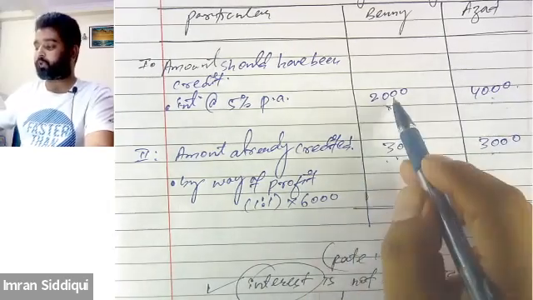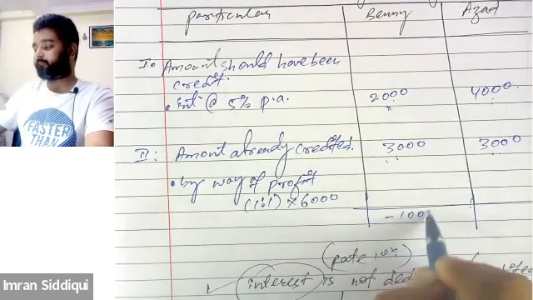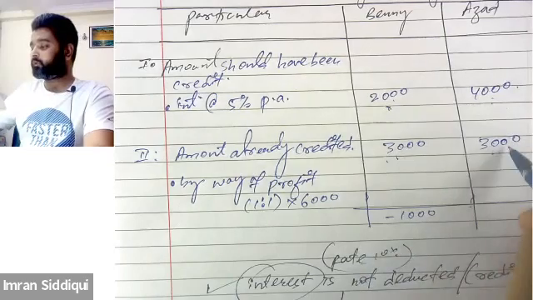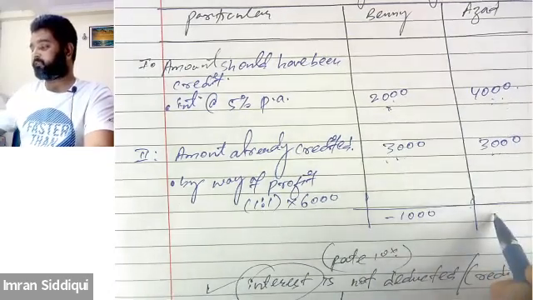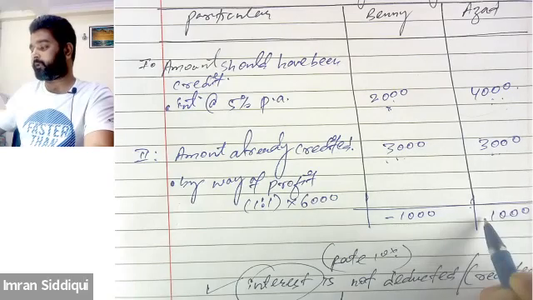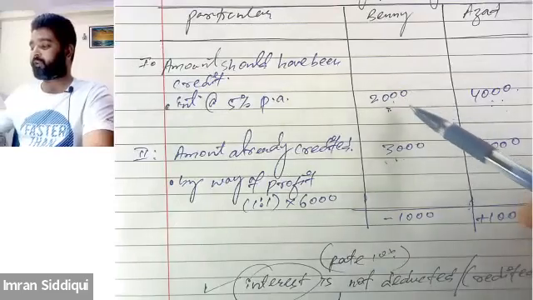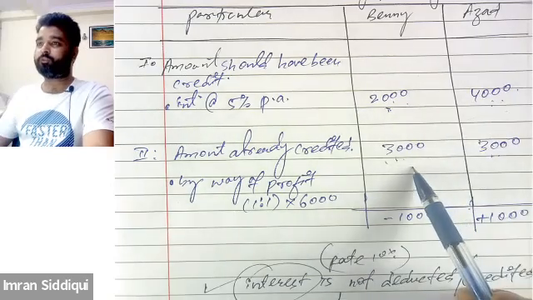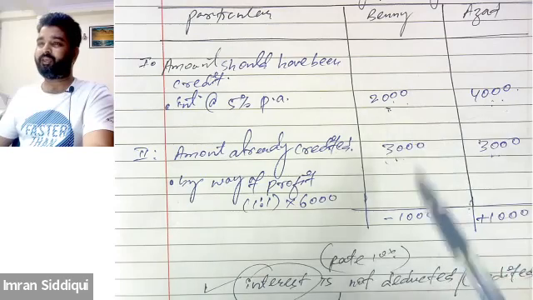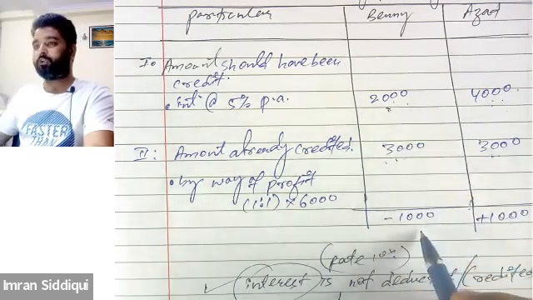So subtracting 3,000 out of 2,000, we will get a 1,000 negative balance, and 3,000 minus 4,000, we will get a 1,000 positive balance. All right, that means Benny should have been credited by rupees 2,000, but we have credited his account by 3,000. So that means Benny will have to pay the excess amount that he has received. How much excess amount has he received? He has received 1,000 extra.